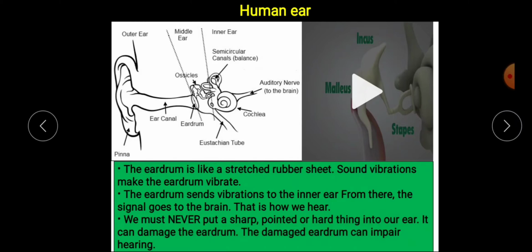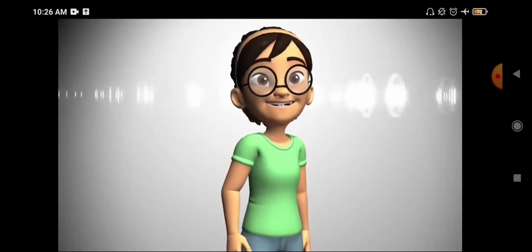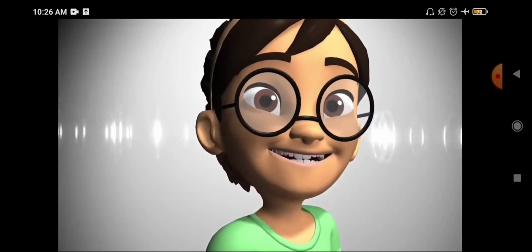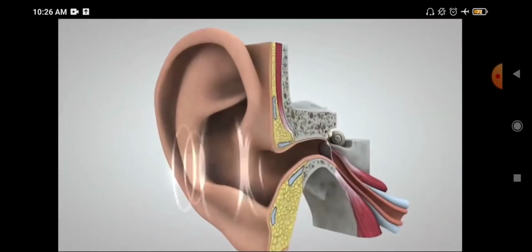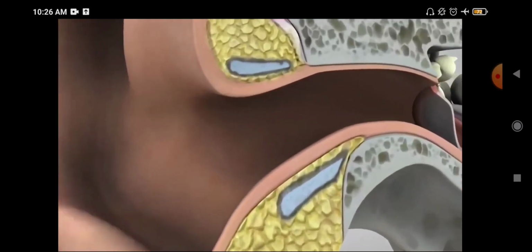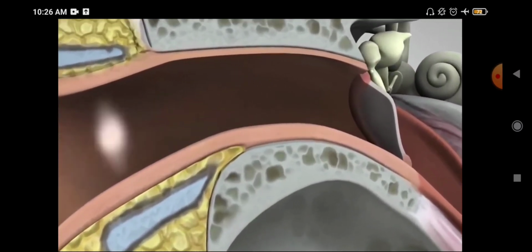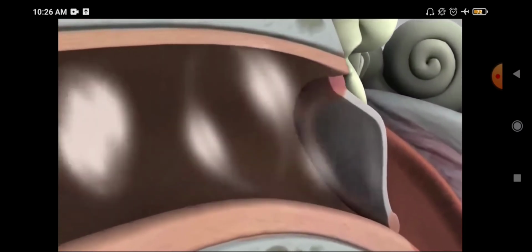Now let's understand this whole process of hearing in human beings with the help of this video. Here, when we hear a sound, it enters into our ear pinna, and through the ear canal it is going inside, and here it reaches the eardrum.